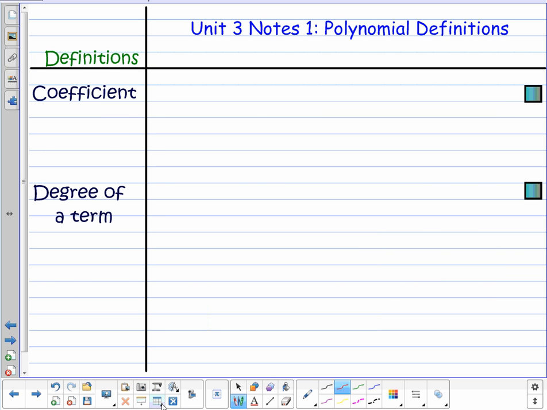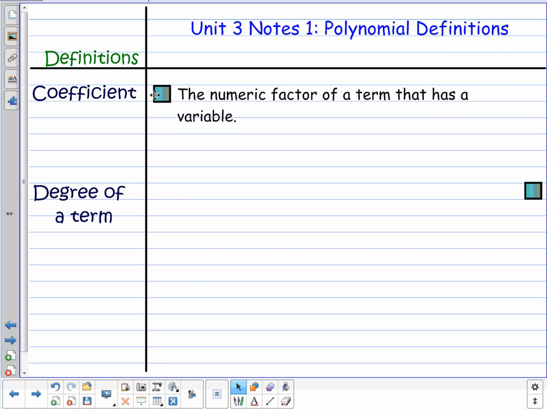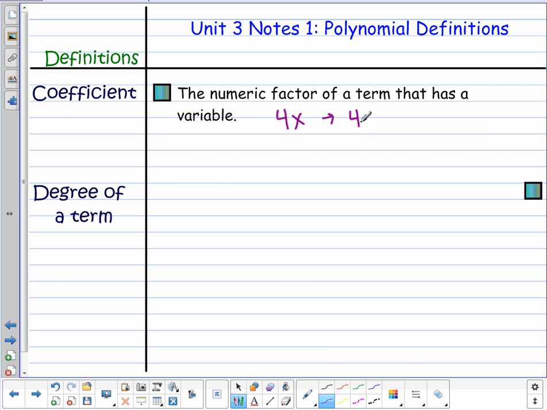Next one, coefficient. Now you've heard me say this word a lot, but the coefficient is the number part of a variable term. So for example, if I look at something like 4x, 4 is the coefficient.